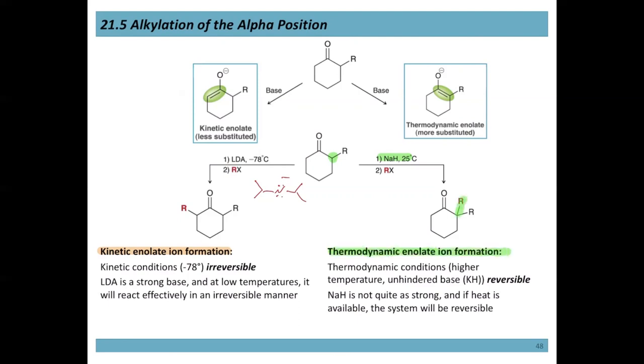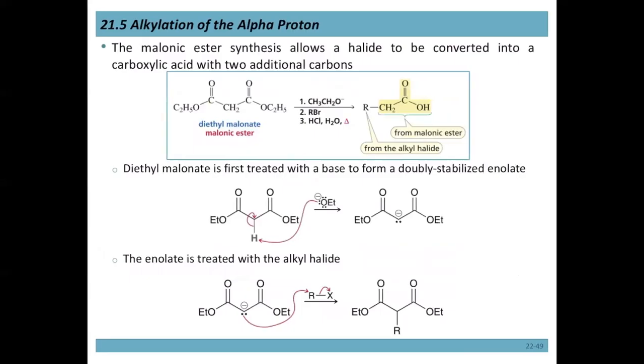Notice we substitute at the more substituted carbon, whereas under kinetic control, low temperatures, we substitute at the less substituted carbon. So watch for the temperature and the base, and that will help you decide where to put the alkyl group. Again, the major consideration is actually the temperature. So under low temperatures, the less substituted site, higher temperatures, the more substituted site.